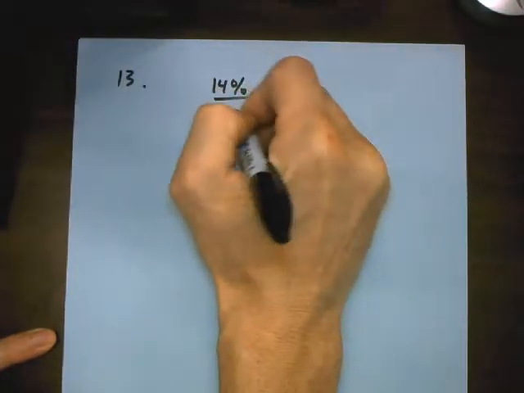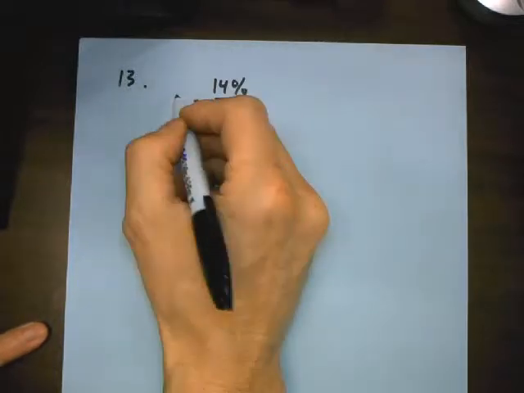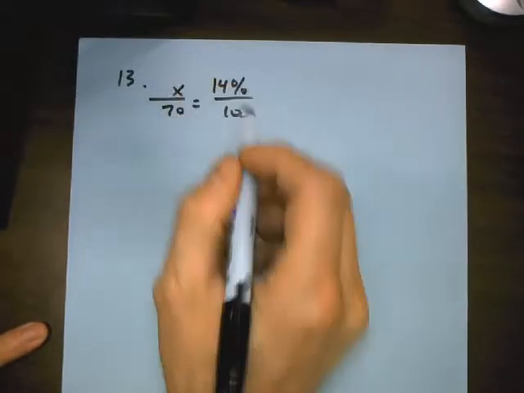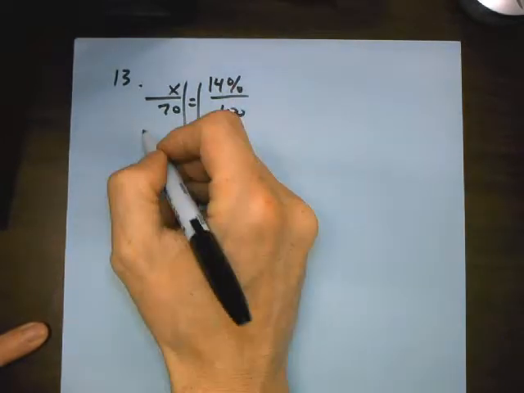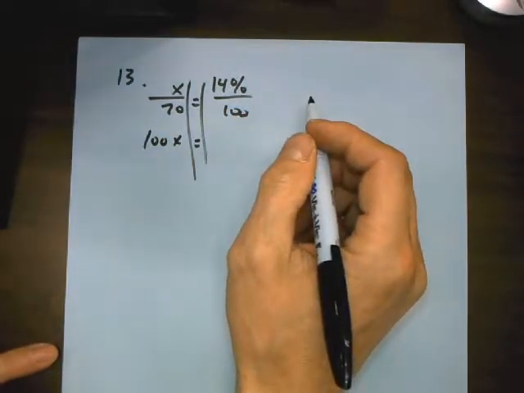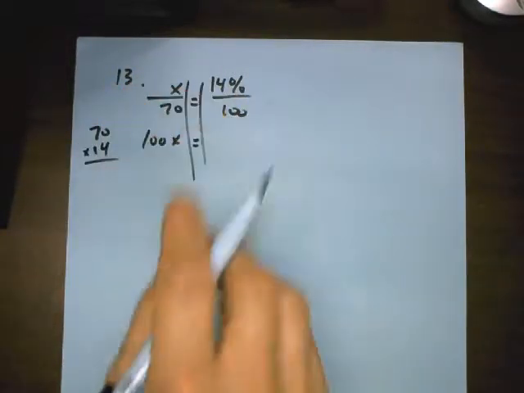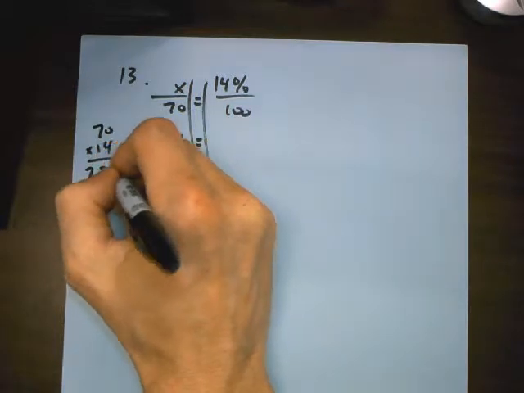So I always put percent over 100, right? What number is 14% of 70? So it's is over of, right? I got the of. I put that on the bottom. Let's multiply these. 100 times x is 100x. We got 70 times 14. I'll show that in case you guys are having some issues with the multiplication.